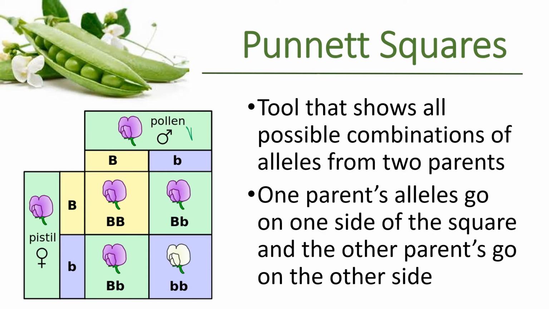You can have the mother on this side and the father on this side, or the mother on this side and the father on the top. But you always put one of their 2 letters per row or per column. You don't want to put 2 letters inside that column. We're just using 1 letter per column.